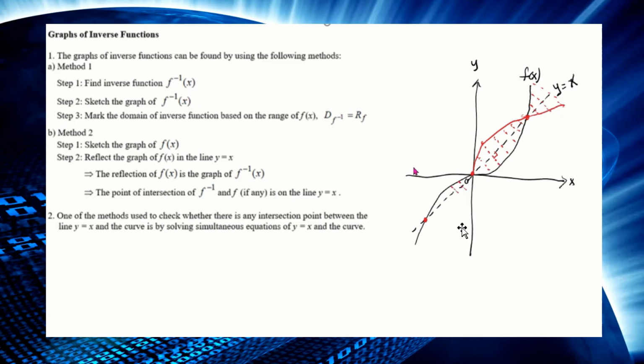Now as for this part, we also repeat the same process. We draw all the straight lines. Then after that, we can see the shape there. So after that, we join all the points of the image with a straight line. So after that, that is the image of the reflection. So the image of the reflection is the graph of the inverse function of f(x).